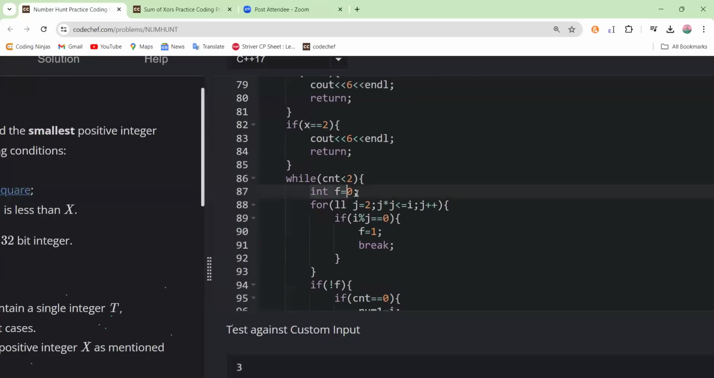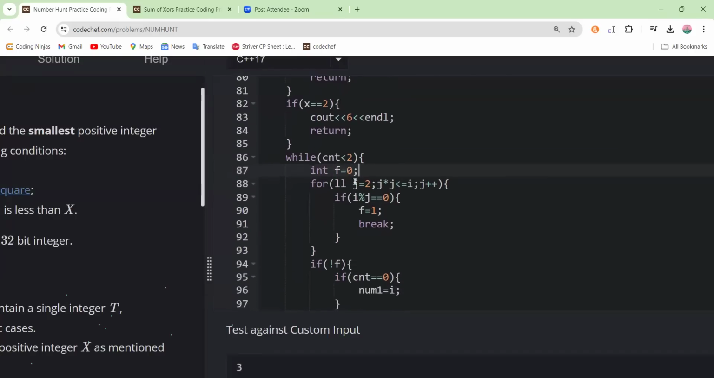Now, initialized my f to 0. That is, am I getting a factor other than 1 or not. So this is a simple for loop for checking all the factors of i. All the possible factors we know will always lie from 1 to square root of i, isn't it? So starting from j equals 2, j into j less than or equal to i, j plus plus. If i modulo j is equal to 0, we are looking for the factors of number i. So if i modulo j is equal to 0, this means that we have a factor other than 1 and the number itself. This means that this number i is not a prime number. So simply marked f as 1 and break from it.